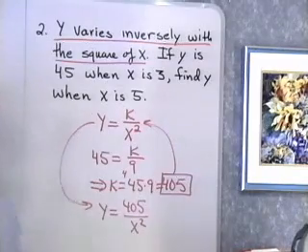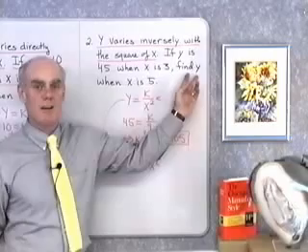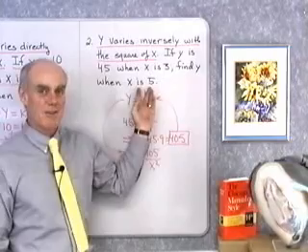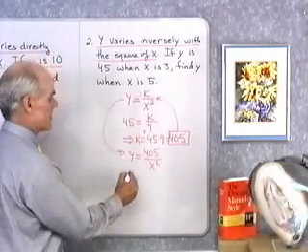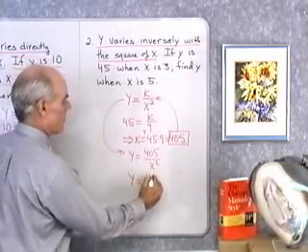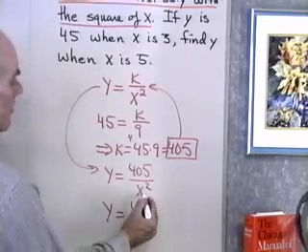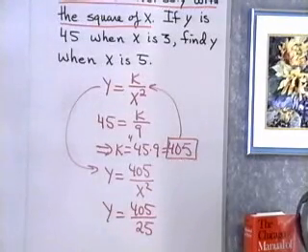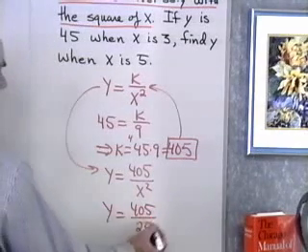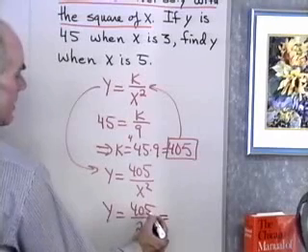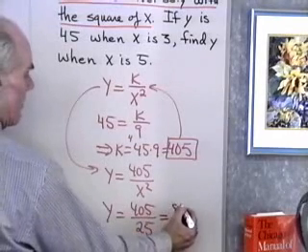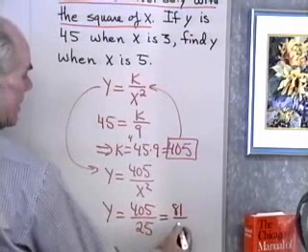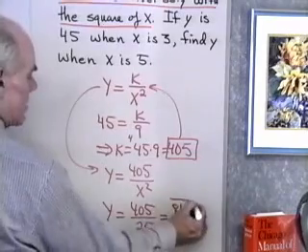Now, let's find y when x is equal to 5. So I'll substitute in 5 for x, and I get y is equal to 405 divided by 25. And let's see, I can reduce this to lowest terms by dividing numerator and denominator by 5. Divide this by 5, I get 81. Divide this by 5, and I get 5. So y is equal to 81/5.